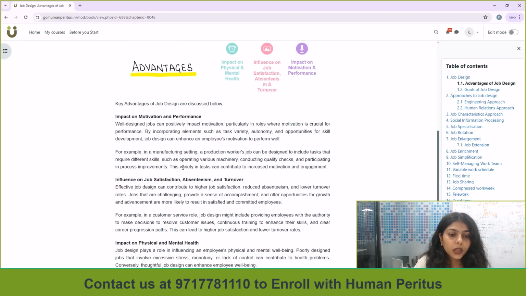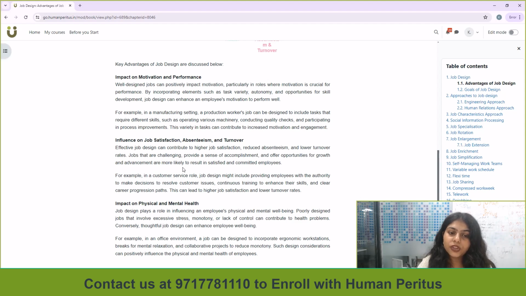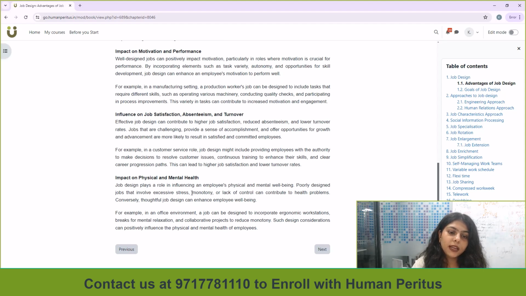Then we have influence on job satisfaction, absenteeism, and turnover. When you give your employees a certain freedom, they feel satisfaction and they feel like, without being monitored or being much criticized, they can do their work. So there is a sense of satisfaction. The turnover rates reduce.